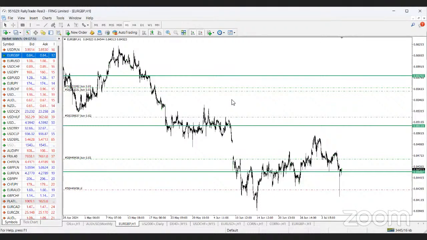So I can just write something here. Buyers zone. And we are still around there, which means that you are still good to go. All right, and this is the buyer zone.